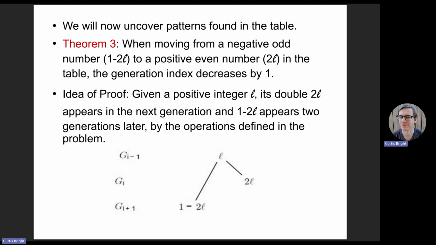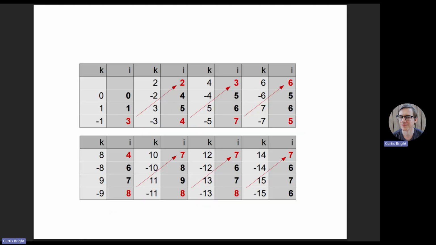So when we're looking at a negative odd number of the form 1 minus 2L, and then jumping in the table to a positive even number 2L, the generation index decreases by 1. So I think I have that here. You can see, again, if we're looking at, say, -1 and then moving up to 2, -1 appears in row 3 of the table, 2 appears in row 2 of the table. And that's the case anytime we go from a negative odd number to a positive even number.